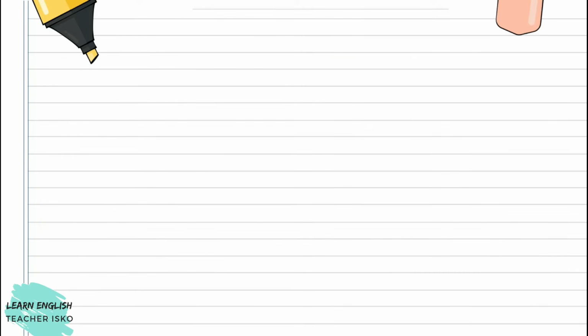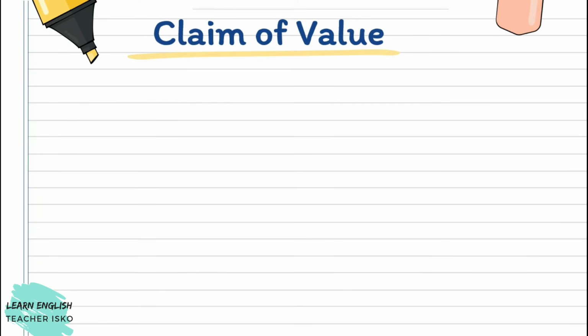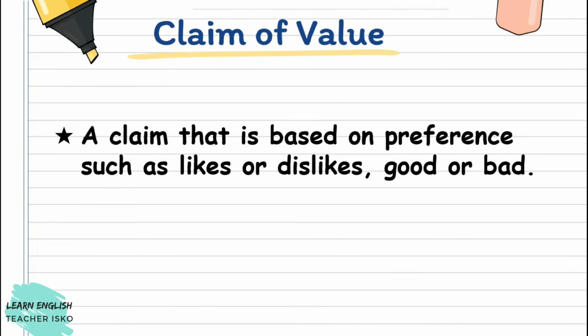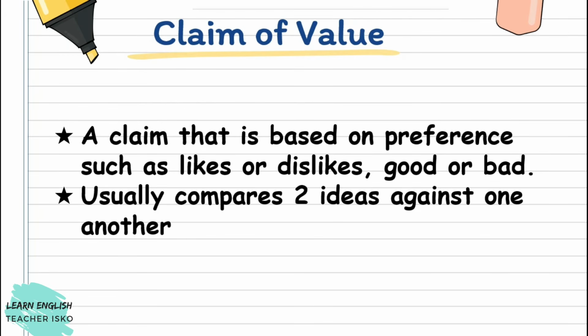At this point, we are going to talk about claims of value. This is the last. A claim of value is based on preferences such as likes or dislikes, good or bad. It usually compares two ideas against one another, or it says that one thing is better than the other.